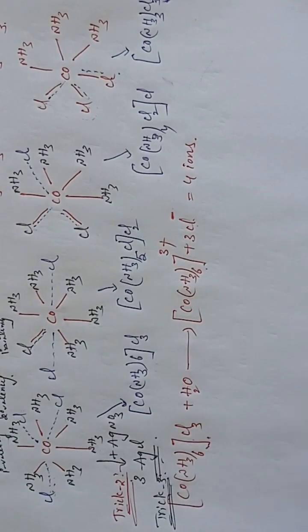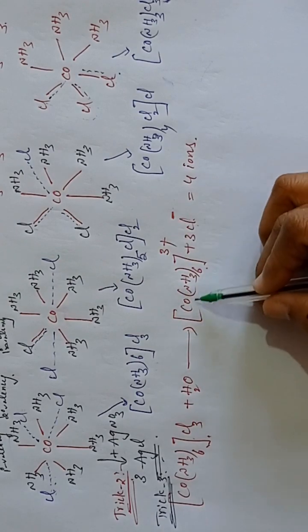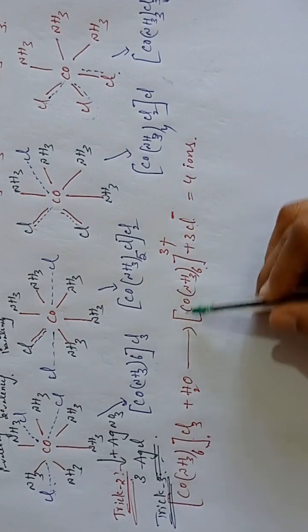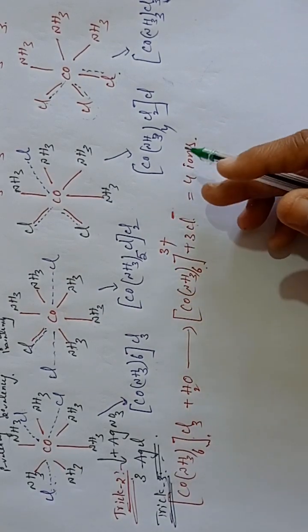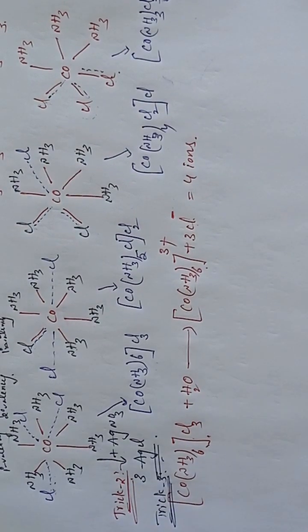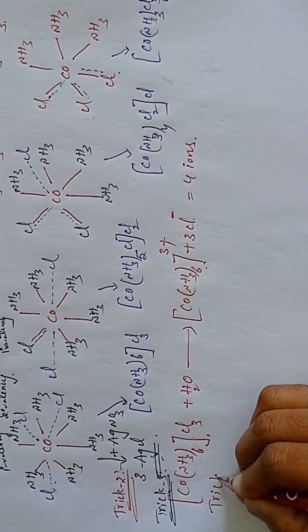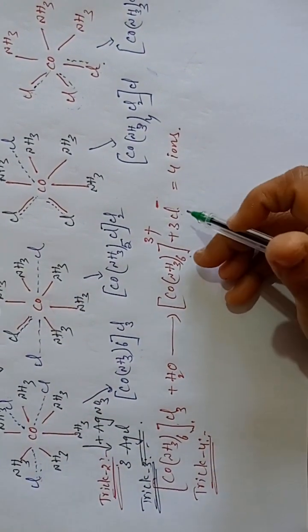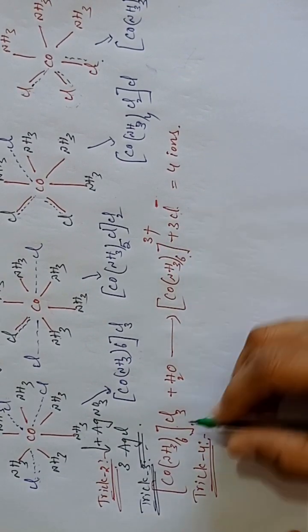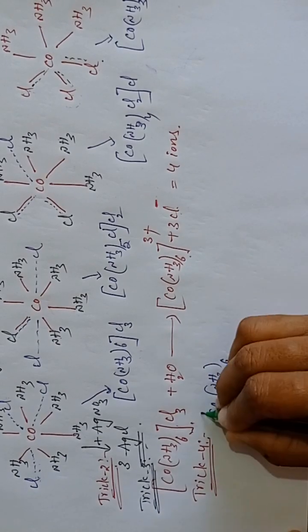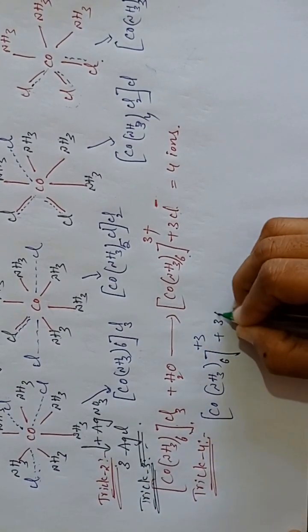Okay. Now these four ions are formed. Now this compound, [Co(NH3)6]3+ and 3Cl- ions. To this compound, when silver nitrate is added, how many moles of AgCl are formed? That is the fourth trick. Now see students, trick number 4. Here in this case, we have [Co(NH3)6]3+ and 3Cl-.